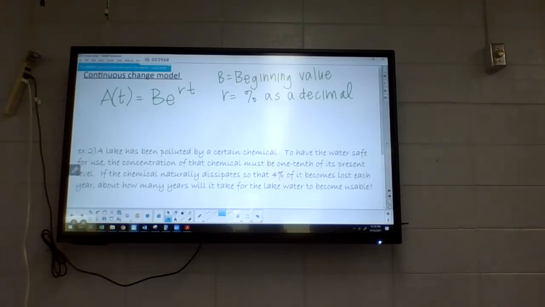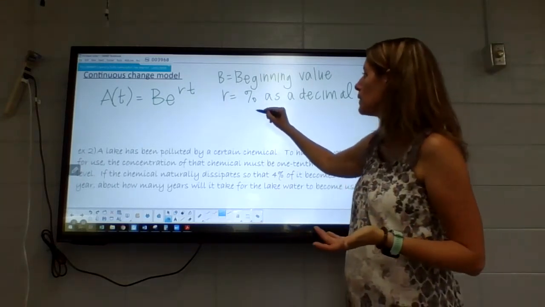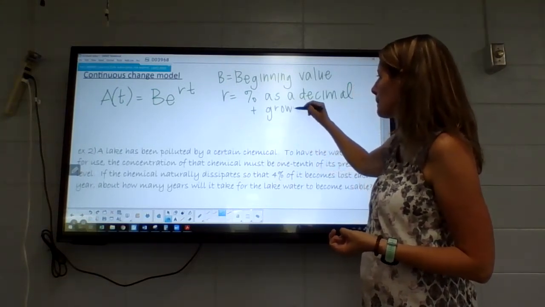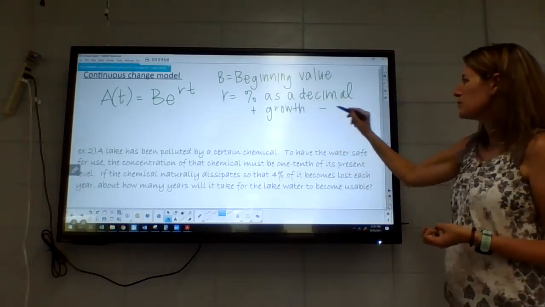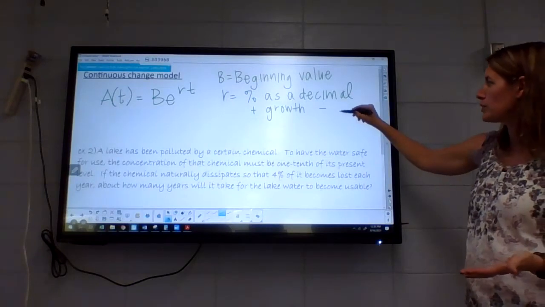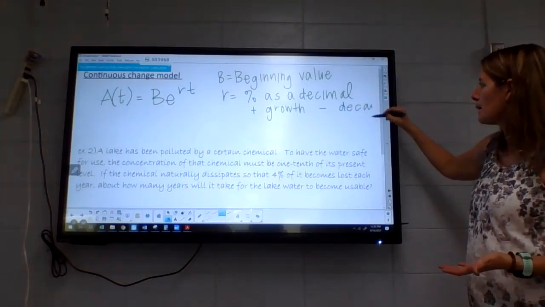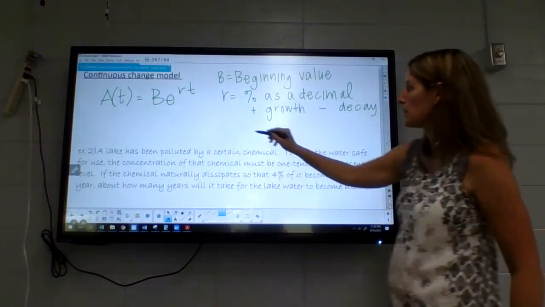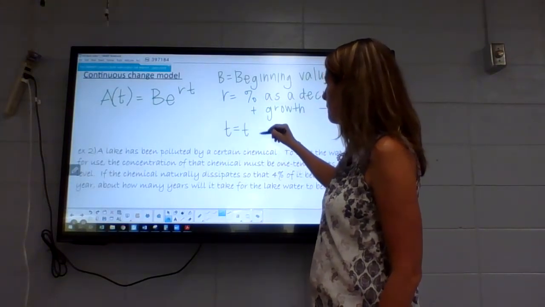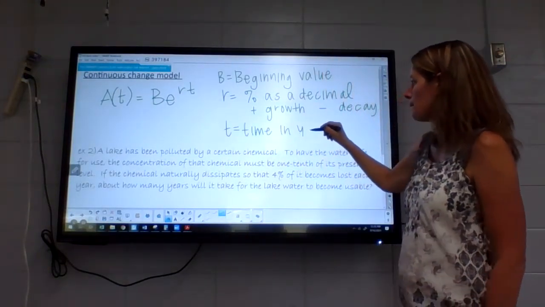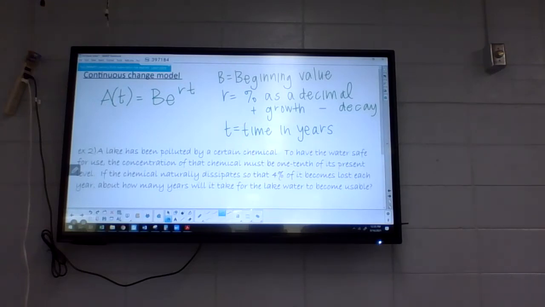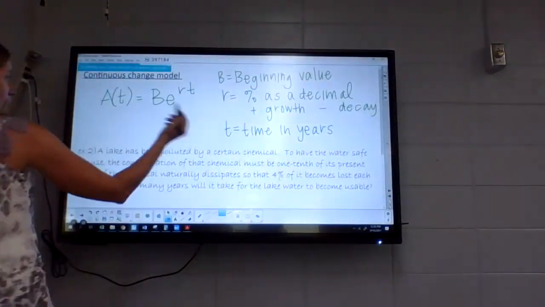Now the rate, if it's positive, is going to be growth. That means it's getting bigger. But sometimes there could be a decay and things go down. T is time in years. And then A of T is the total amount at the end of however many years that is. So A of T is the final amount after that many years.